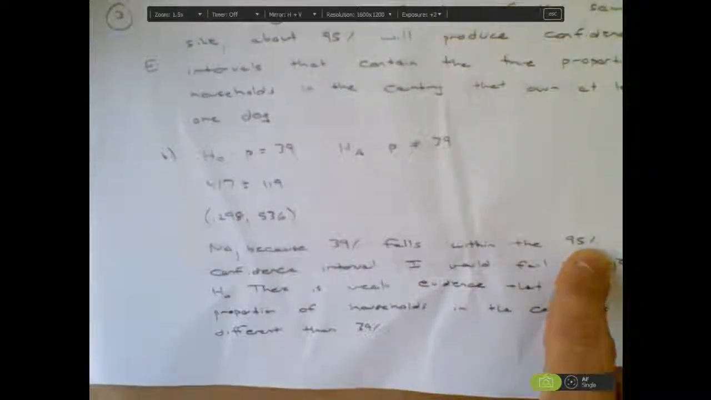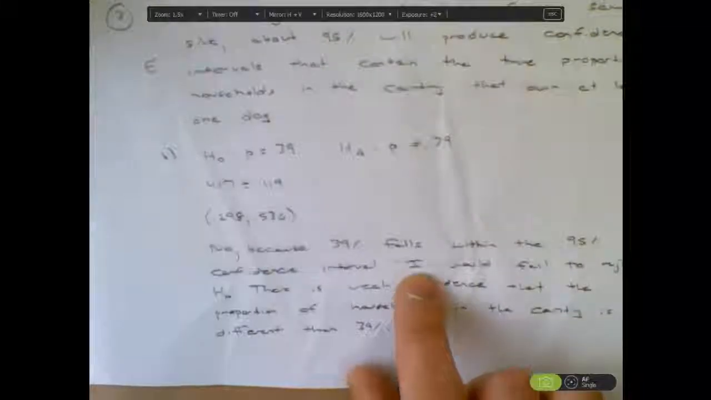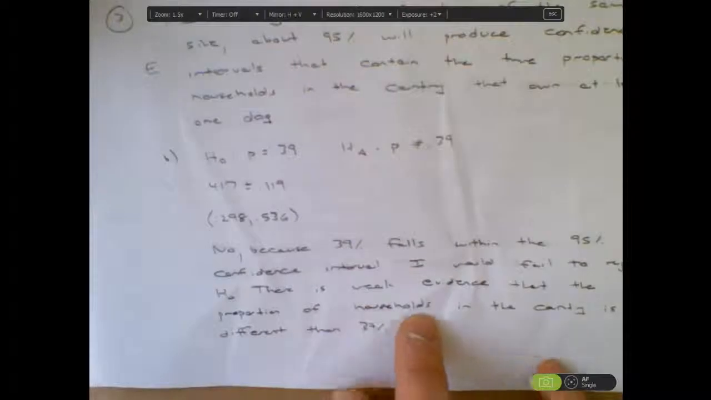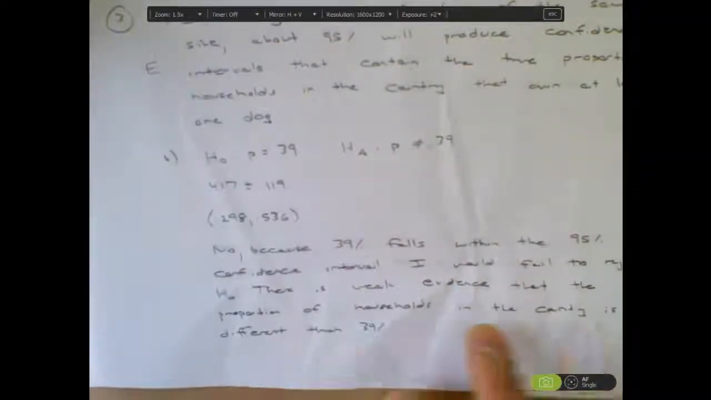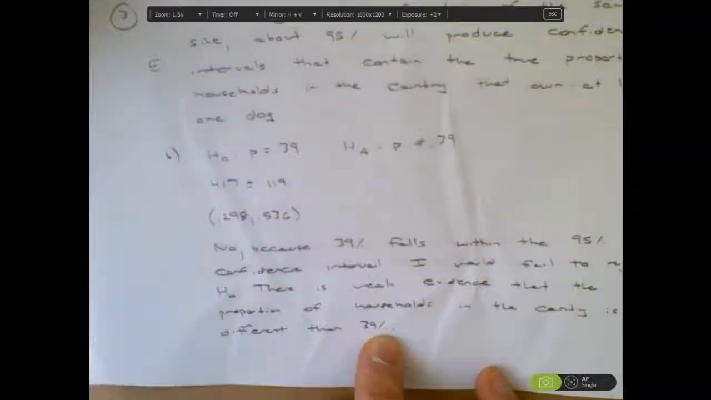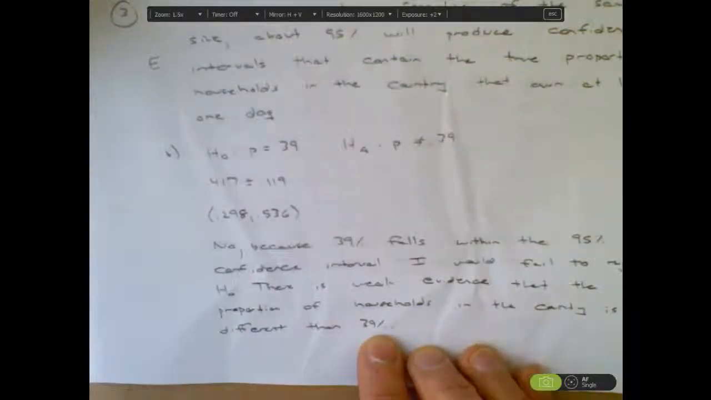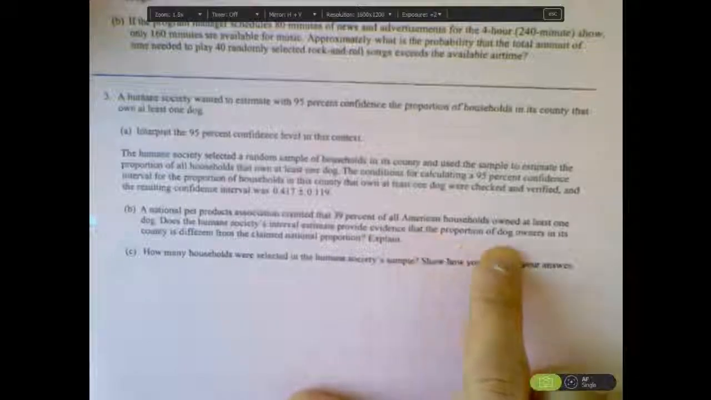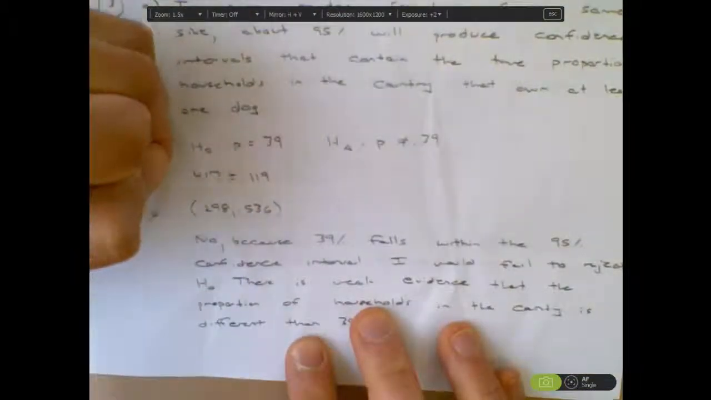You have to include this. I can't just say the confidence interval. I would fail to reject the null. Okay? There is weak evidence that the proportion of households in this county is different than 39%. I need to say more. I need to put more context in this. There's weak evidence that, and I should have used some of my own advice, the proportion of dog owners in this county. So I don't really have good context here, so I'm going to give myself a P. Okay, there's 2 parts done.